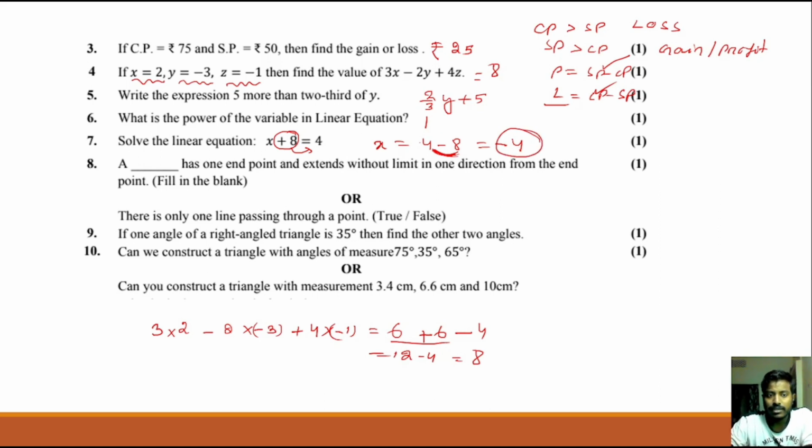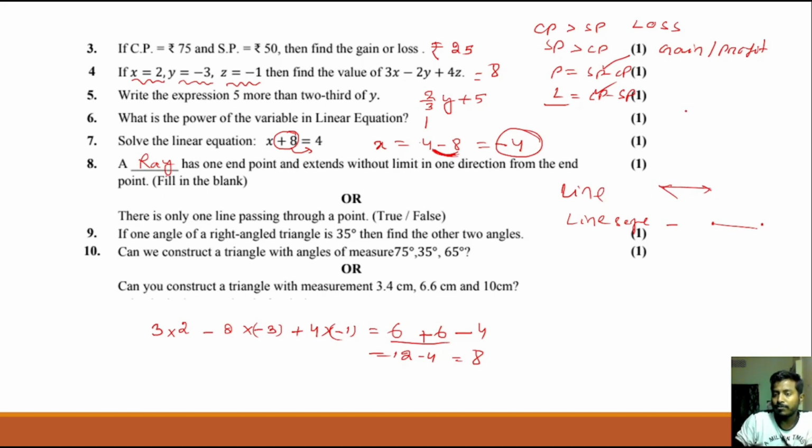Next, question number 8. A dash has one endpoint and extends without limit in one direction, that is ray. You should remember also what is line and what is line segment. Line segment means there are two endpoints, that is start and end. This is known as line segment. Line means no endpoints. It extends endlessly in both directions, is known as line.